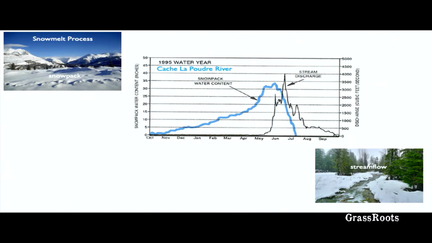And it peaked, it was actually a really late peak that year, so it peaked kind of late May, early June, and so temperatures have warmed up, and here's the river flow in the Cache La Poudre River responding, and then the snowpack diminishing, and then the stream flow going down. So that's really the typical pattern that we see throughout the Colorado mountains.